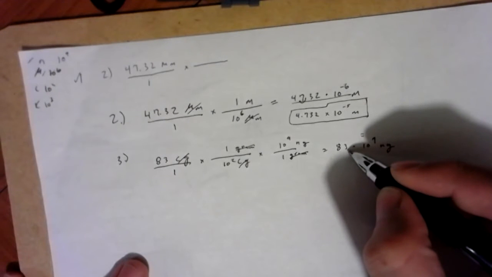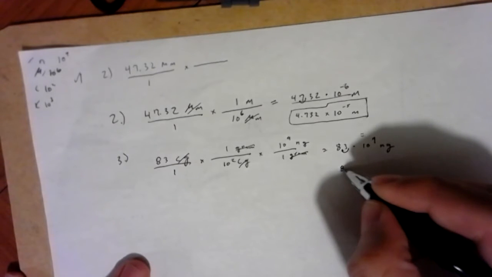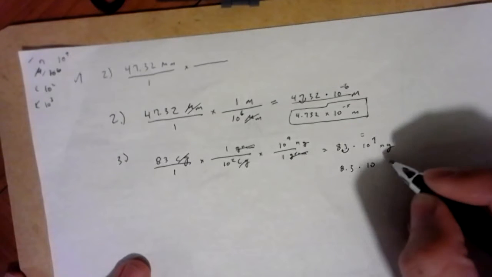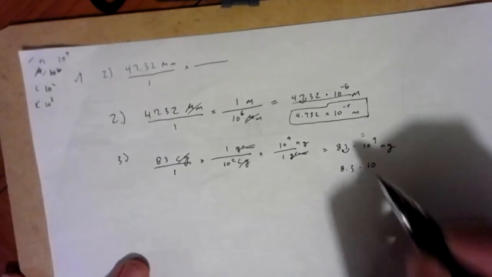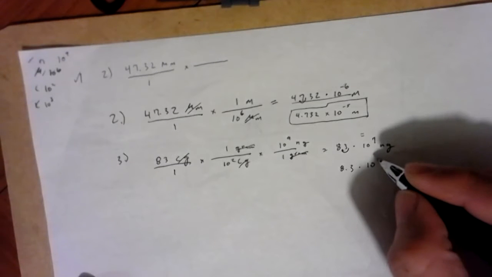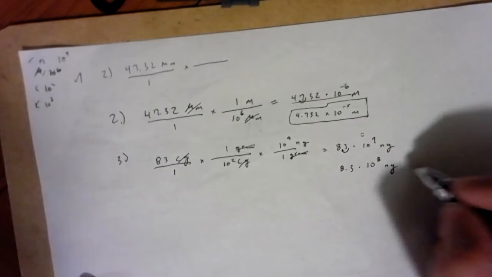So this is 83, we're going to move the decimal one place like that. So that turns into 8.3, and then times 10, and then be careful because we're moving from right to left. So we're going to be increasing the number. So if that was 7, that becomes 10 to the 8th nanograms.